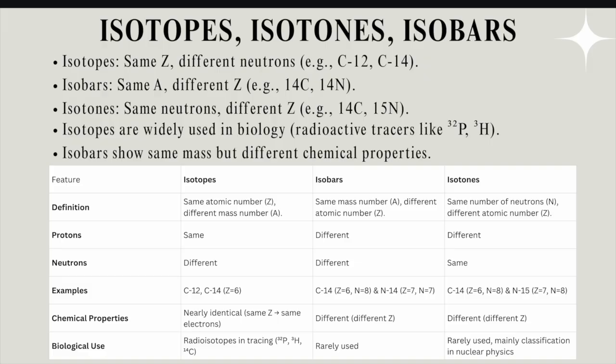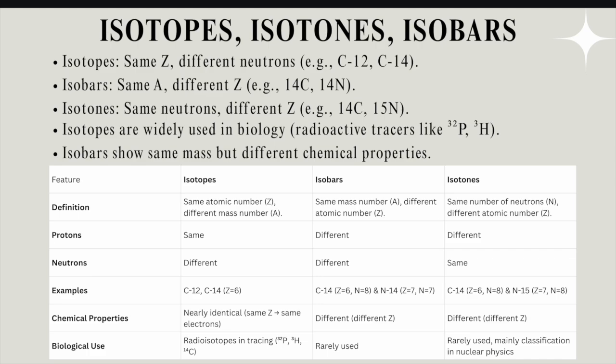Isotones have the same number of neutrons, so they are isotones, but different Z. The Z value will be different over here. So you can see here carbon 14, nitrogen 15. How to calculate neutrons? Again you know that A minus Z.